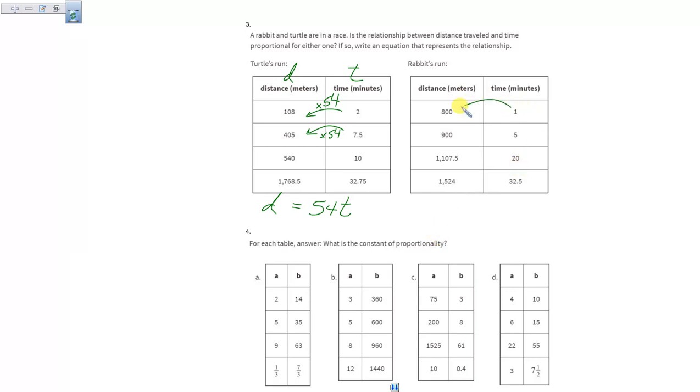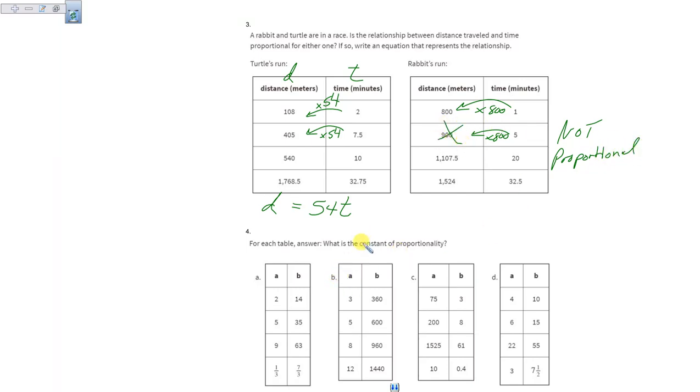This next one right here, I would multiply by 800 to get over there, and that would not work there, so I don't even have to write an equation for this one because it is not proportional. Alright, next one.